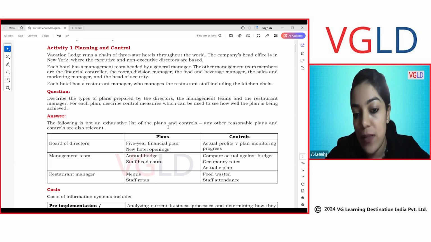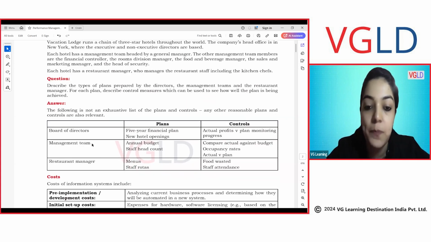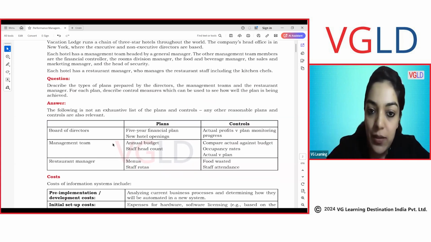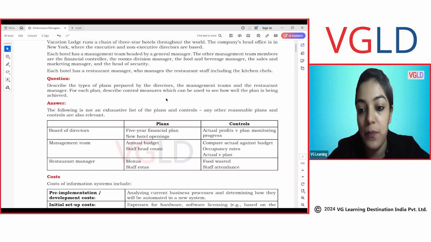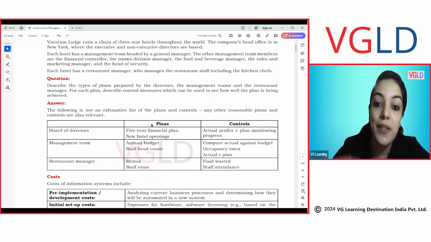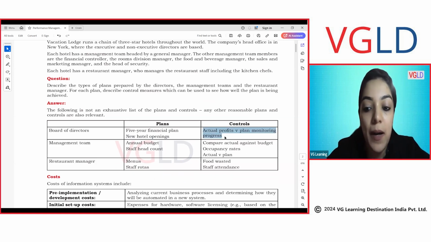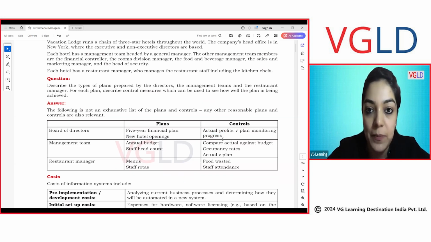The following is not an exhaustive list of the plans and controls. Any other reasonable plans and controls are also relevant. So what you wrote, Saurav, was correct. A few elements that you can include in your answer from the plans and controls part: for the board of directors, a 5-year financial plan and plans on new hotel openings. These are things you could add, but what you have covered is also good. Then the controls part: actual profit versus plan, monitoring progress.